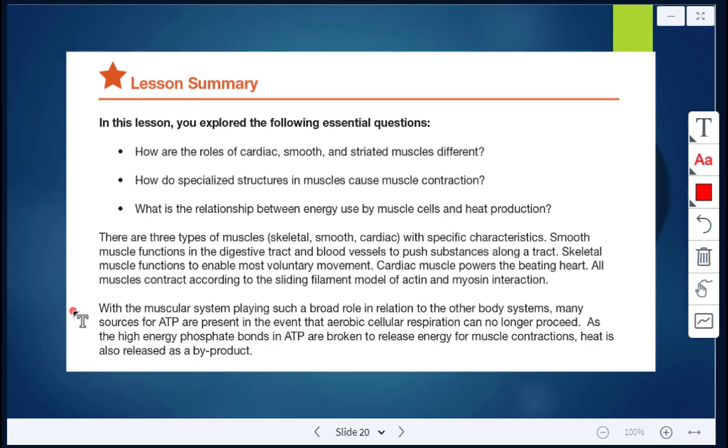Okay, then we talked about the sources of ATP, and in the event that aerobic cellular respiration can no longer proceed. So we know that as ATP is broken down to release energy for muscle contractions, heat is also released as a byproduct.